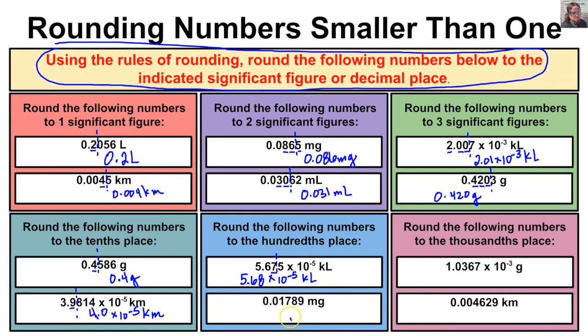What about right here? The hundredths place is right here. We'll look one past our hundredths place. It's a 7. So that 7 is going to raise this 1 up to a 2 for 0.02 milligrams.